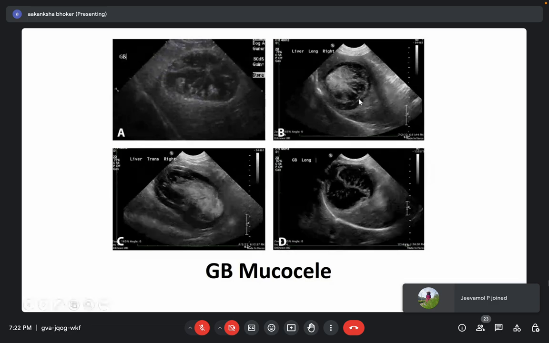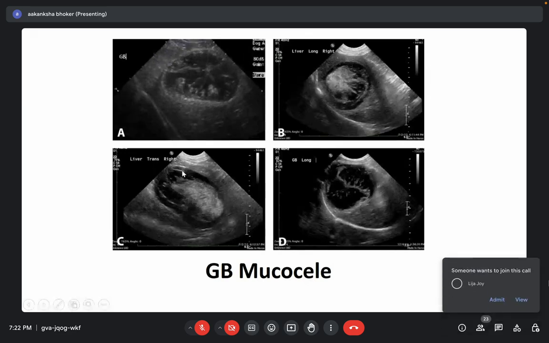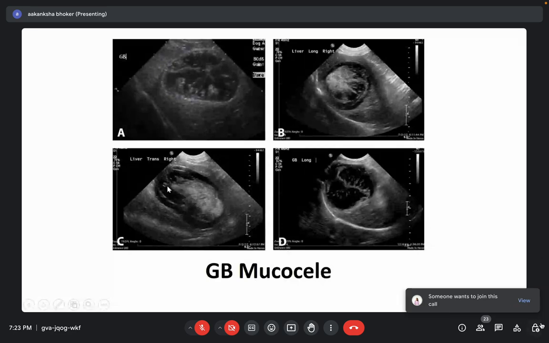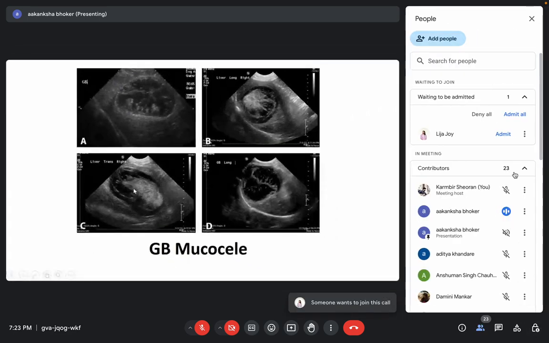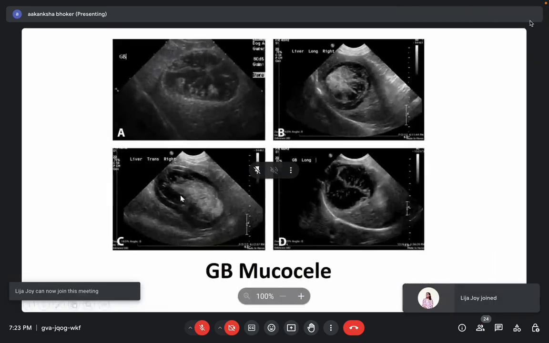See, the wall is from here to here, and you can see this anechoic content in the gallbladder wall. Here also, this is the gallbladder wall thickness. Definitely it is more than 1 mm, and it is having black anechoic contents. So this is gallbladder wall edema associated with the mucocele. And mucocele is actually abnormal accumulation of mucus and bile salts within the gallbladder, and these can be an emergency.